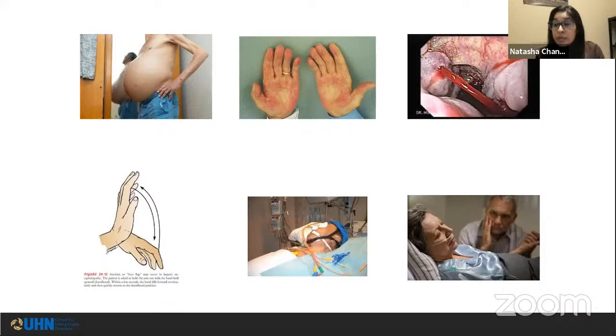The middle bottom image shows a gentleman in the ICU. Very commonly, patients with cirrhosis do find themselves in the ICU. This patient has a lot of tubes and lines in him to keep him alive. You'll notice if you look carefully, he's wearing a blue helmet, and you might be wondering why someone in the ICU is wearing a helmet.